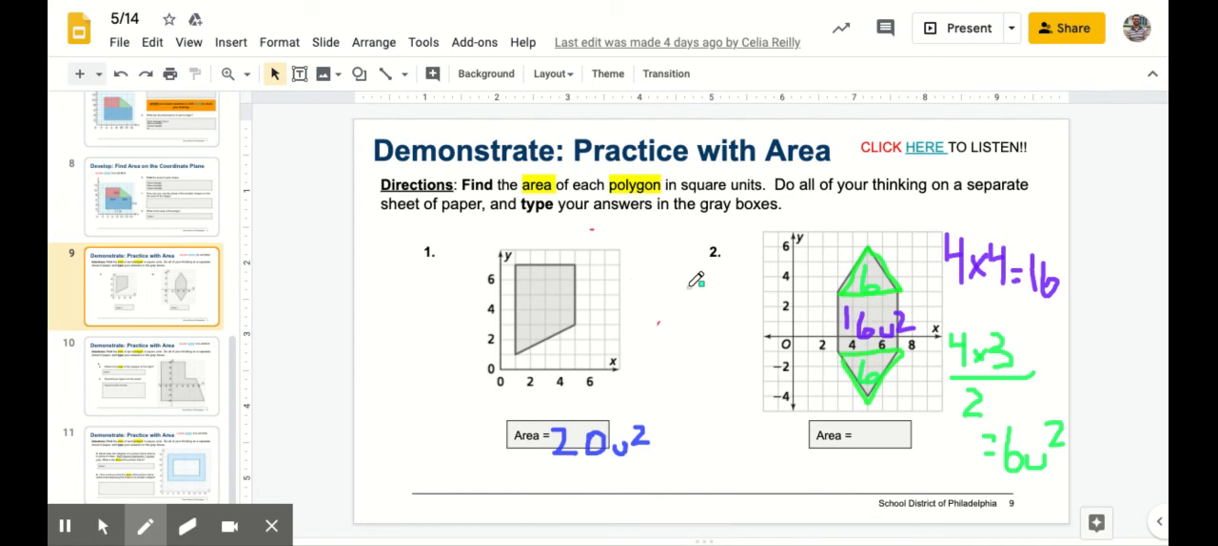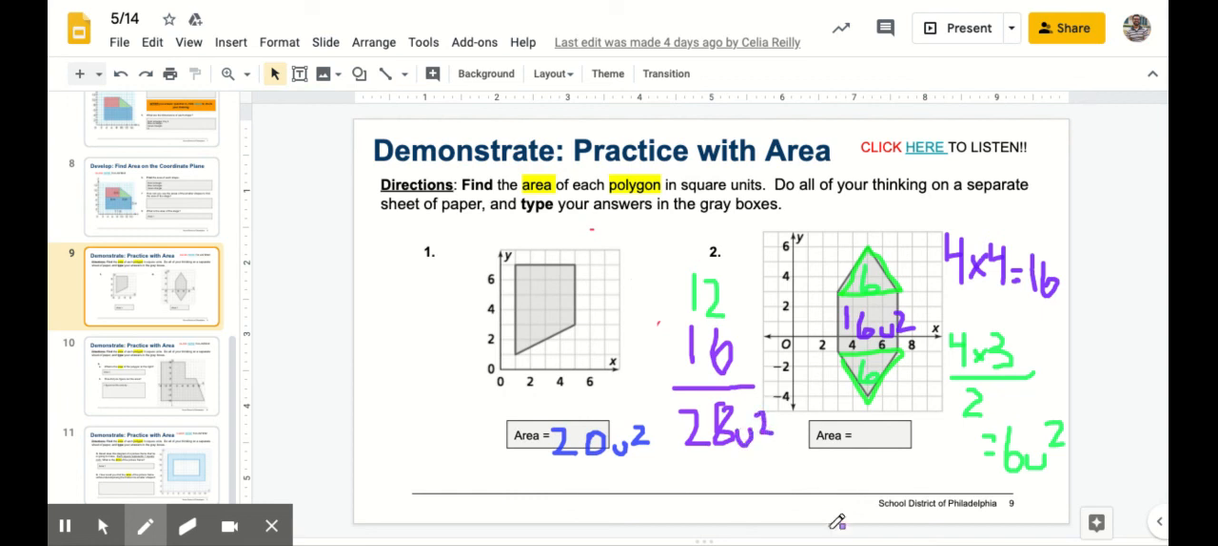And now what I do is I add all 3 values together. 6 plus 6 is 12 plus the area of this square, 16, and we get a total of 28 units squared.